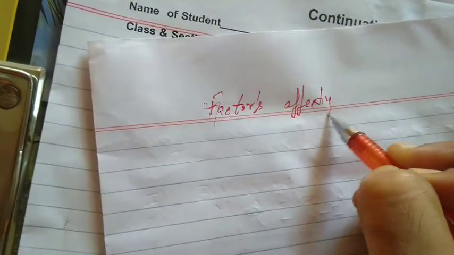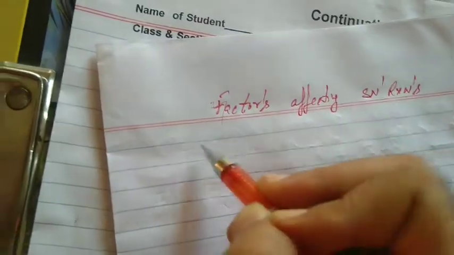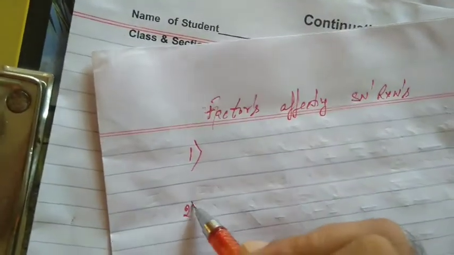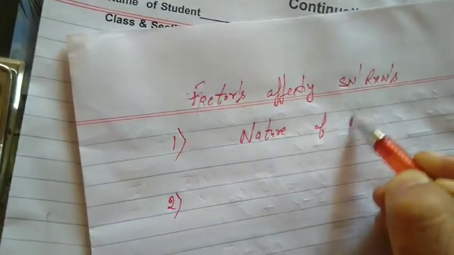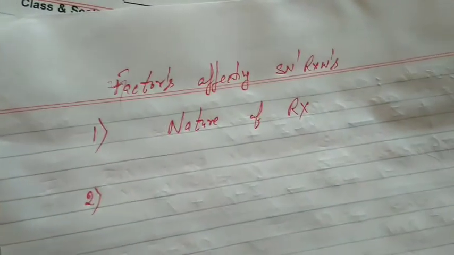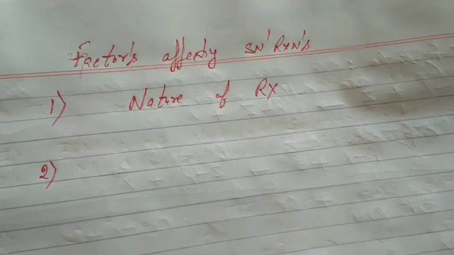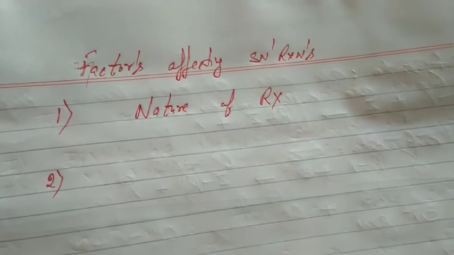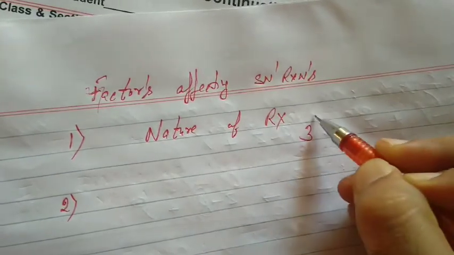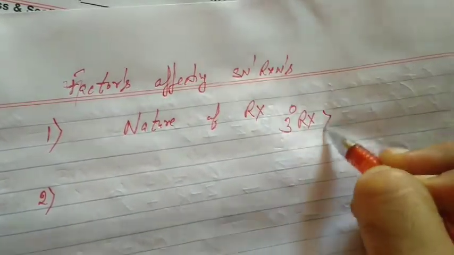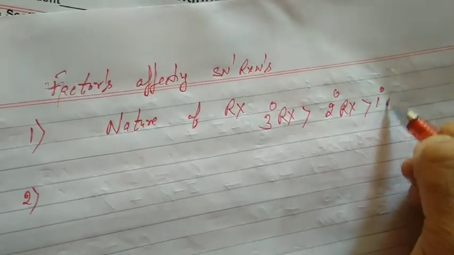Factors affecting SN1 reactions. Students, same as we studied in SN2. First, the nature of RX, the haloalkane. It is clear that in SN1 reactions a carbocation is formed. If it is a 3 degree haloalkane, the stable tertiary carbocation will be formed. So what's the order? 3 degree, then 2 degree and least 1 degree.